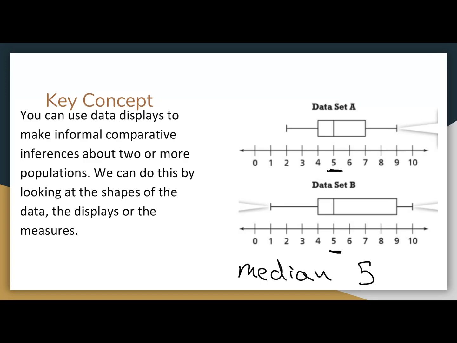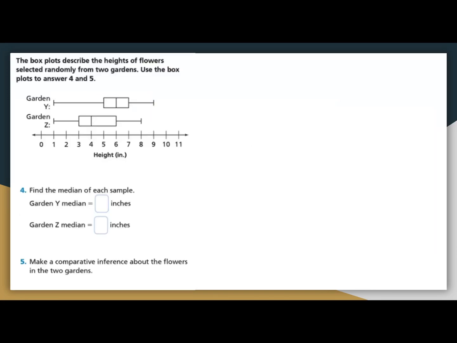We can also see that in dataset B, our range is much higher, right? It goes from 1 to 10 as opposed to 2 to 9. And our box on our box and whiskers goes from 4 to 9 as opposed to 4 to 7, which means that dataset B has a greater variation, or there are a lot more data points spread out throughout the entire population, as opposed to dataset A where it's all clumped in towards the middle. So those are 2 inferences we can make about those datasets there.